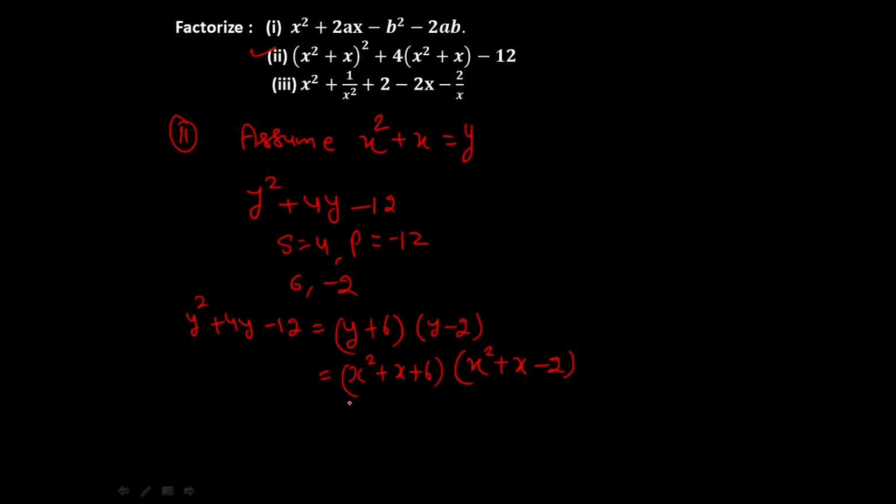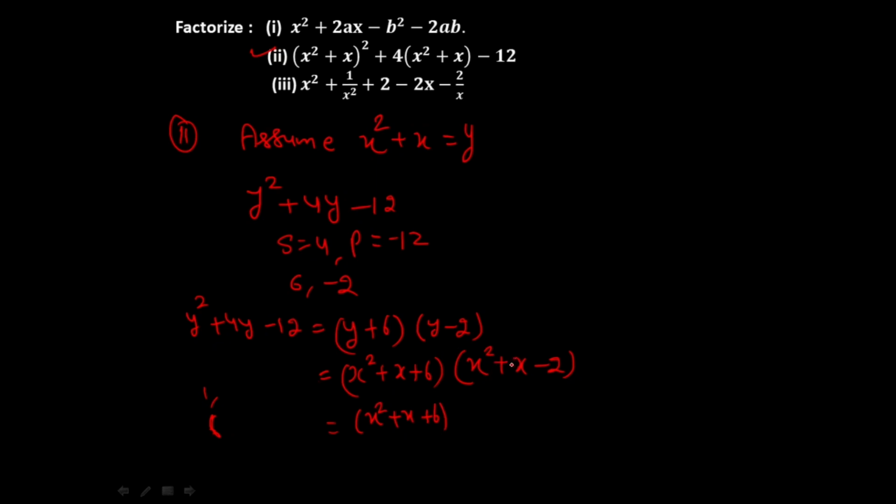Now we have to factorize this further if it is possible. So in this case, sum should be 1 and product should be 6. Sum should be 1 and the product should be 6. Are there two such numbers whose sum should be 1 and product should be 6? No, it's not possible. So I cannot factorize this factor. Keep it as it is: x square plus x plus 6.